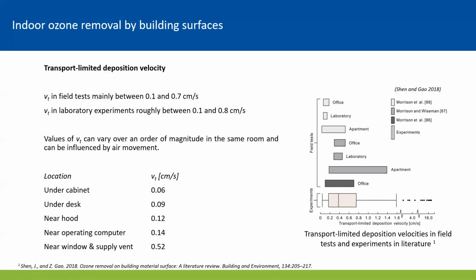And the value of VT can actually vary greatly even in the same room and can be influenced by air movement near the surface. According to the research data, the VT on the cabinet and the desk is very small, generally below 0.1 centimeters per second. And the VT near the hood and the computer is around 0.12 to 0.14. And the VT near the window and the supply vent, where air movement is stronger, can reach 0.52 centimeters per second.